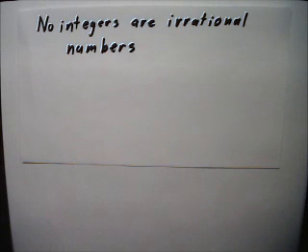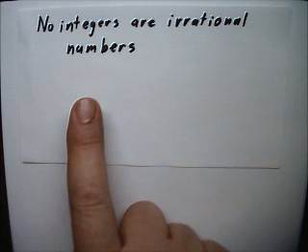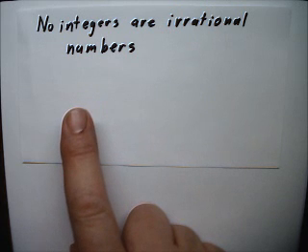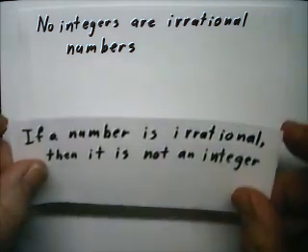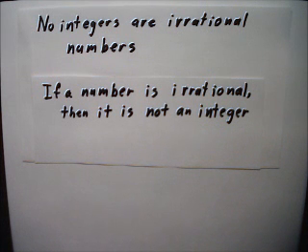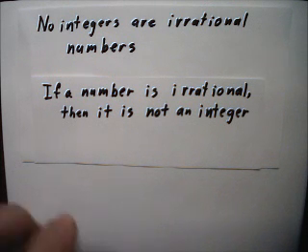I think that it's necessary that you know that you're dealing with a true statement, because if you make an if-then statement out of this that's not true, well then the answer has got to be wrong. This statement is no integers are irrational numbers. So the book came up with this statement: if a number is irrational, then it is not an integer. That makes sense. It has to do with exactly what they're talking about, and it is also a true statement.